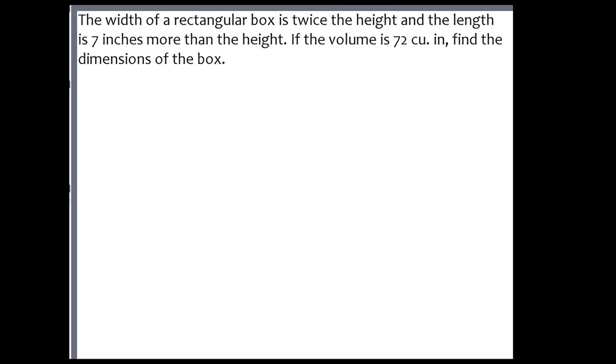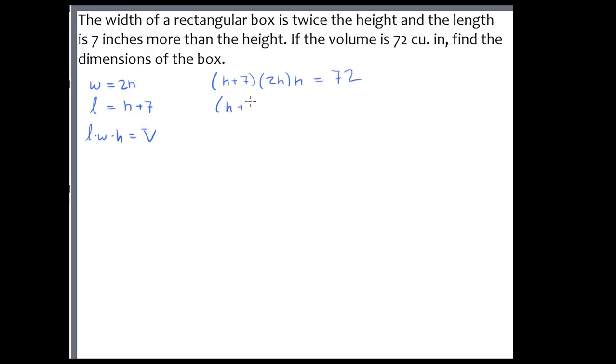Here's the next part. The width of a rectangular box is twice the height. So W is equal to 2h. And the length is 7 inches more than the height. If I take the height and add 7 to it, I get the length. Great. If the volume is 72 cubic inches, length times width times height is volume. Find the dimensions of the box. Well, the length is h plus 7. The width is 2h. And the height is h, and that's equal to 72.